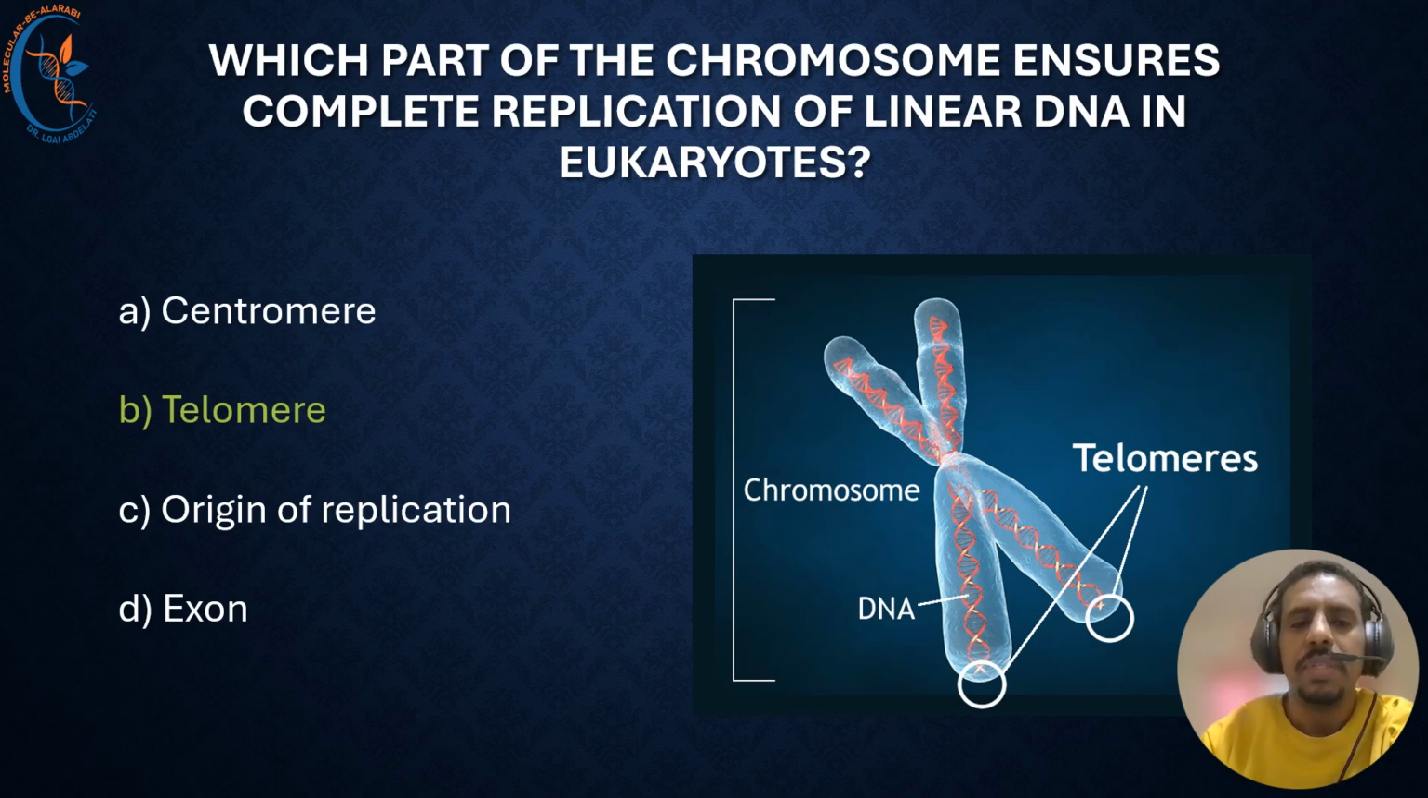All right? During DNA replication, the enzyme telomerase helps maintain the length of telomeres, ensuring that the entire chromosome is replicated without losing important genetic information. All right, let's move on.